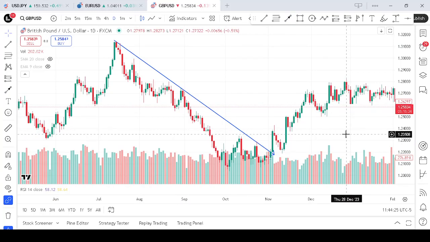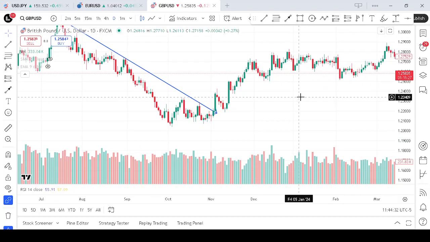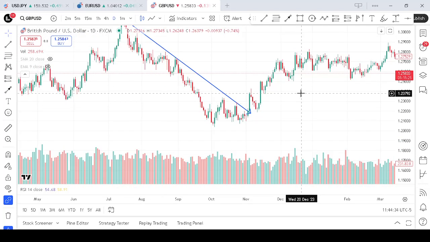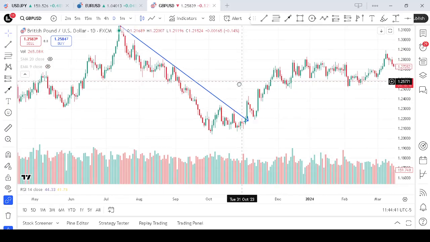We can use higher time frames. We can confirm our trade using higher time frames. But for this example, I will use the daily time frame. We can make use of the daily trend so that it will make price clear to us.